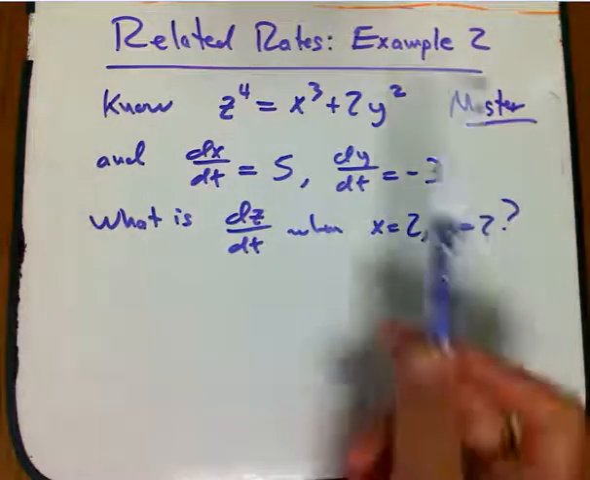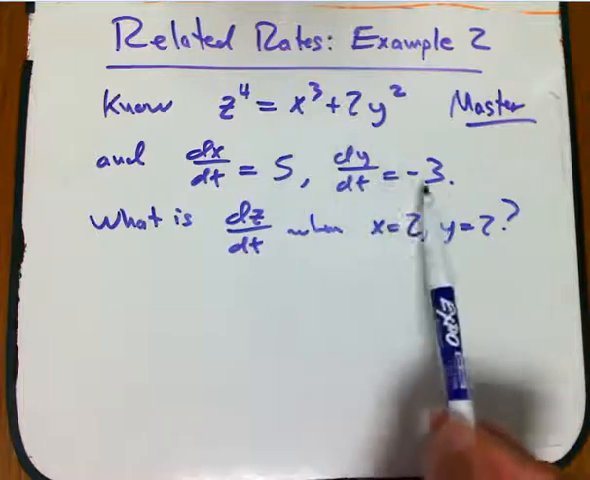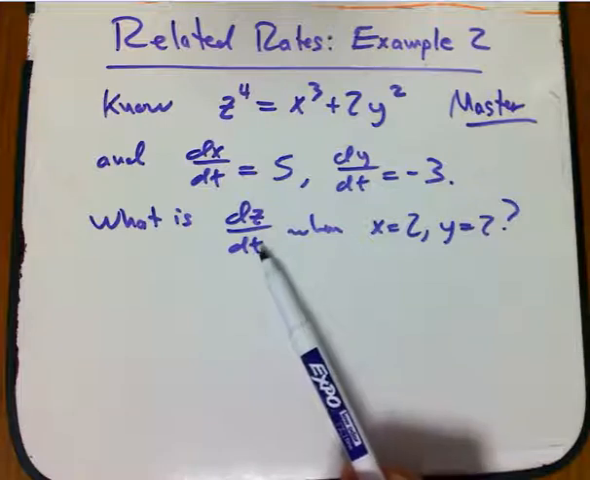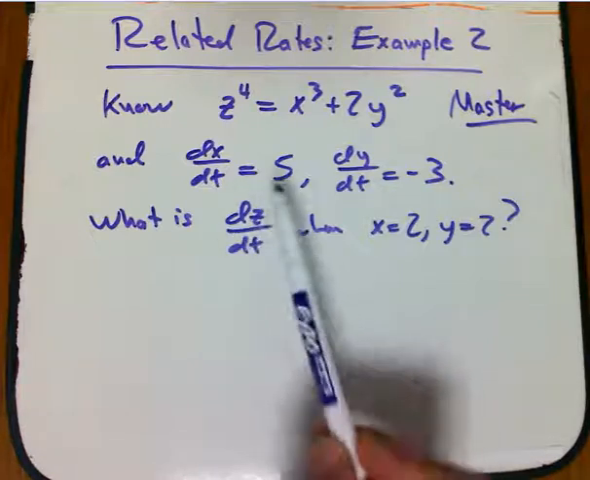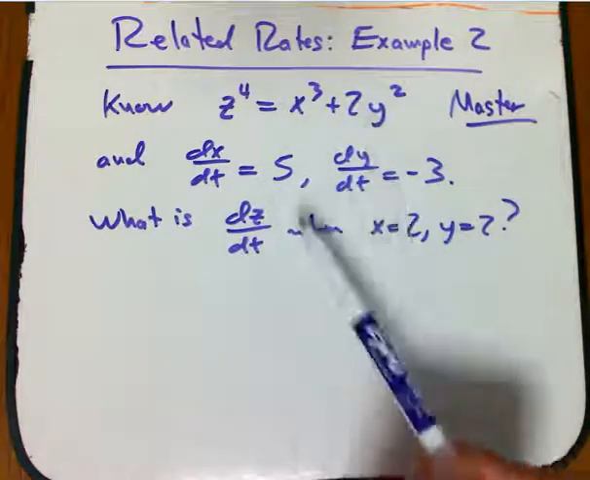Okay, but we are given two rates of change. dx/dt is known to be 5, dy/dt is known to be -3. And the question is, how fast is z changing? And that's going to depend not only on how fast x and y are changing, but on exactly what those quantities are at a given moment.